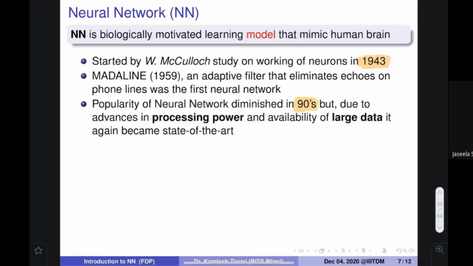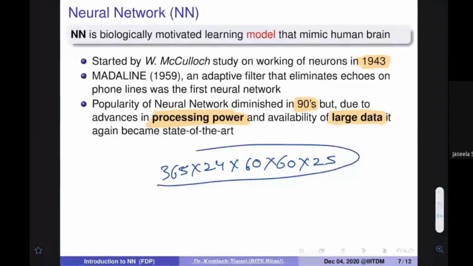Why was this happening? Because a lot of processing power was not available. The computer was there, but the number of computations that it could do was limited. Also, we did not have a lot of data available to us. For example, even a small kid of 1 year has spent 365 days, every day has 24 hours, every hour 60 minutes, every minute 60 seconds. If he perceives 25 images per second, this many images at least he has seen.